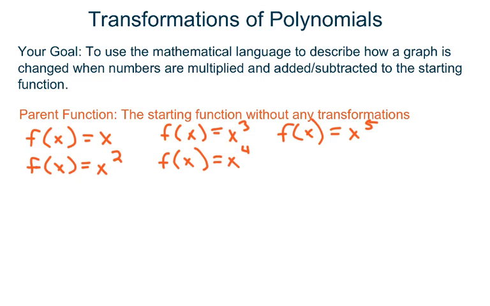So all of these are parent functions because they all have a 1 in front, and they don't have any numbers in parentheses before the exponents, and they don't have any numbers here after the exponents. Before I can describe what a transformation is, I should probably look at the different types that we might see.